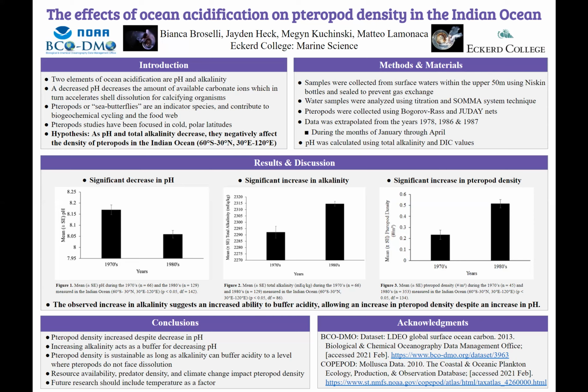Future research should look further into temperature effects, as one source found that the combination of higher temperatures with decreasing pH had a greater effect. Other future research should take into consideration other factors that have positively and negatively affected pteropod density.